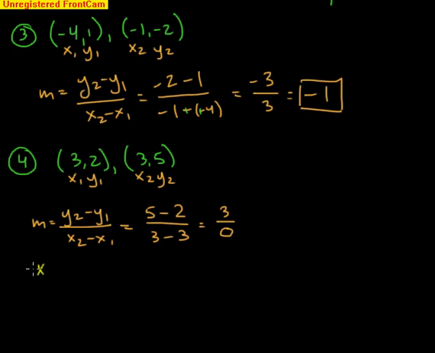Uh-oh. Another special situation. Any number over 0 is undefined. This word, undefined. That's what we classify. Any number divided by 0 is undefined. So in our problem here, we would answer the slope as undefined.